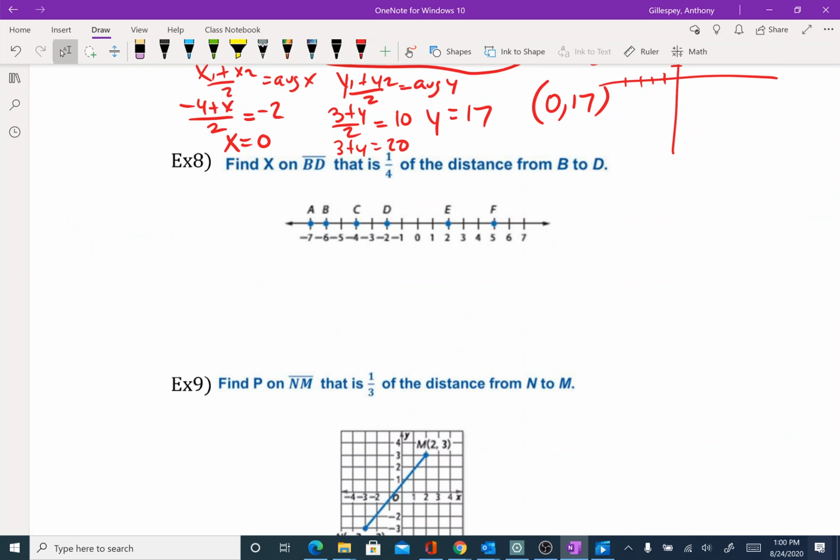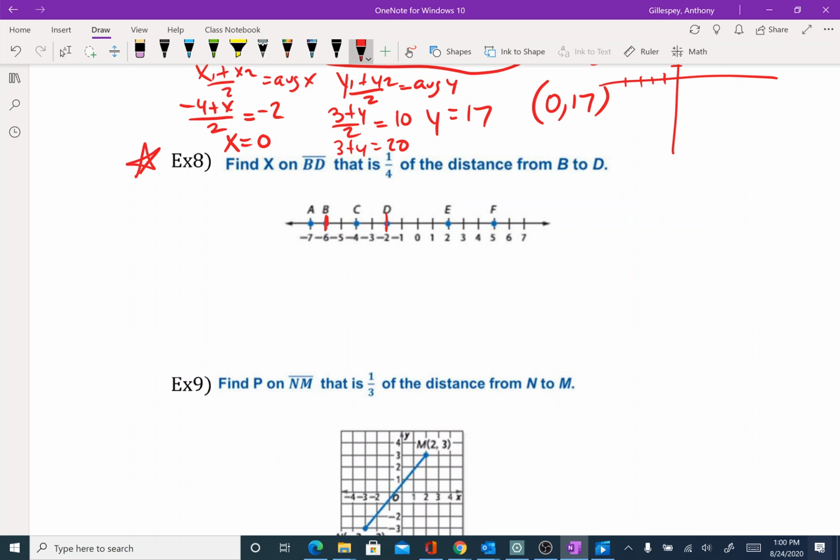All right. Example 8. If there's anything on your homework tonight, these are the hard ones, okay? So be careful with these. Okay. We want to find the distance that's 1/4 of the way from B to D. Okay, so here's B. So watch this. B is at negative 6, right?